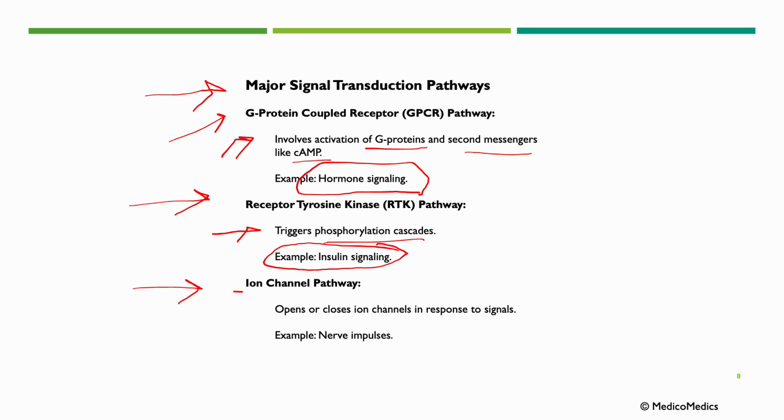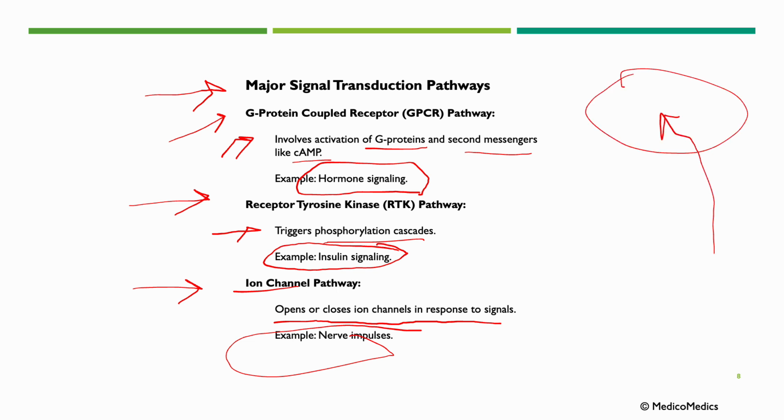Another pathway is the ion channel pathway. It opens or closes ion channels in response to signals. An example of this is nerve impulses. And each pathway is like a different road leading to the same destination, which is essentially getting the cell to do something. Now let's see how these signaling processes are regulated to prevent chaos from occurring.